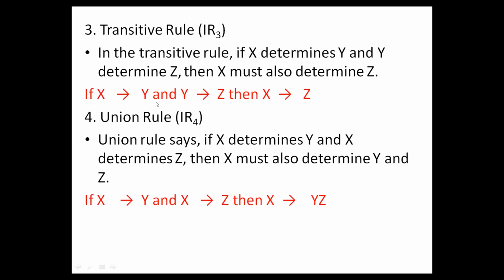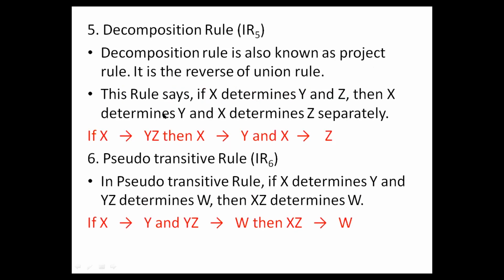Next is the transitive rule. If x determines y and y determines z, then x determines z. You should all have studied this in your mathematics. Whatever inference rules we have seen, you would have studied them there. And the union rule: if x determines y and x determines z, then x determines yz. And the decomposition rule: if x determines yz, then x determines y and x determines z.